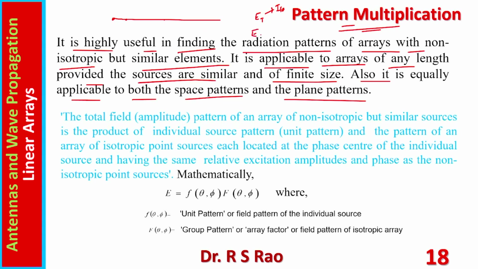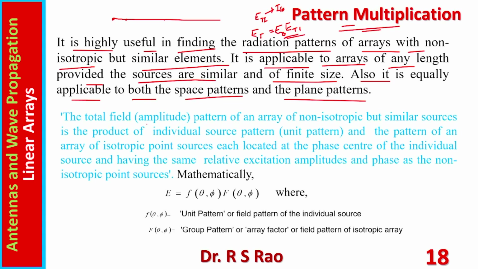According to the principle of pattern multiplication, ET of the array with non-isotropic elements is equal to the product of the pattern of the array with isotropic elements, this one. Let us call it ETI, with the unit pattern. Unit pattern means radiation pattern of any one element in the practical array. Directional pattern of the elements in the array. Usually it is denoted by E0. Product of these two gives us the radiation pattern of the practical array.